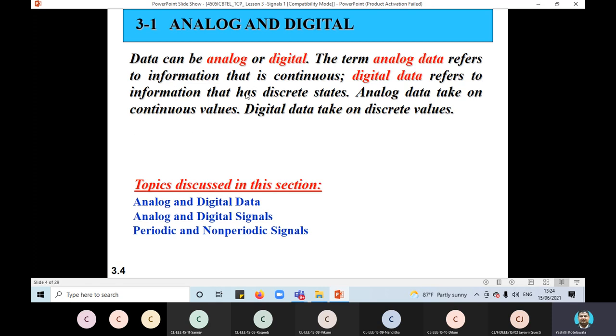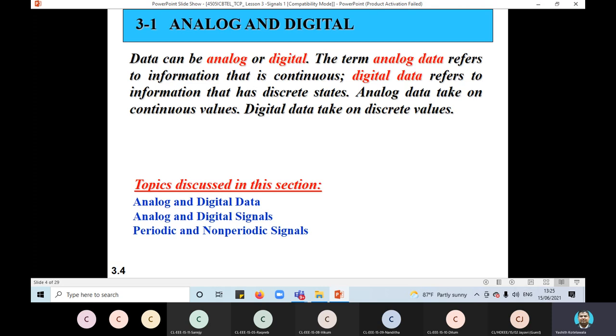Digital data refers to information that has a discrete state. That is also well known by now; you know what is discrete. So the origination of digital data is in discrete format. For the discrete signals, we give meanings. After that, you call it digital. Furthermore, it says analog data takes on continuous values. Digital data takes on discrete values. That, of course, you know by now, because last time we understood what is meant by continuous values and discrete values.